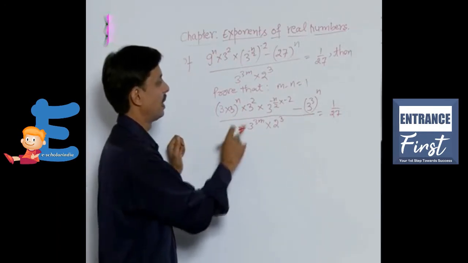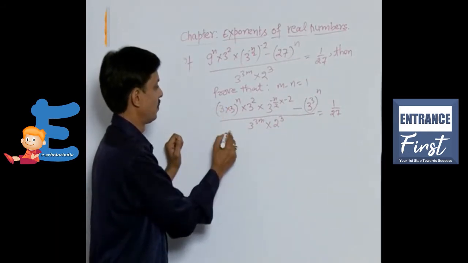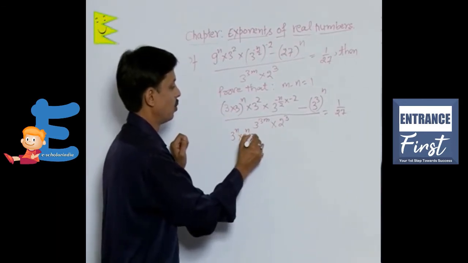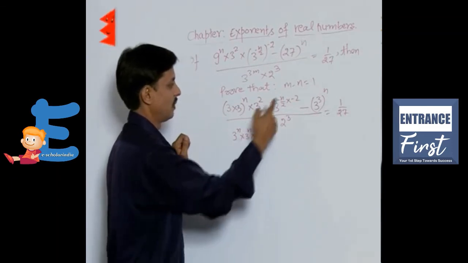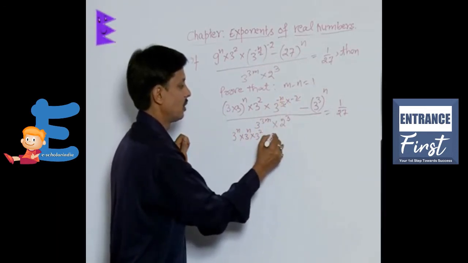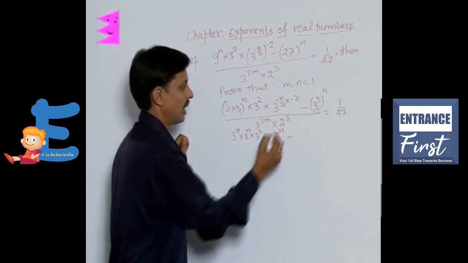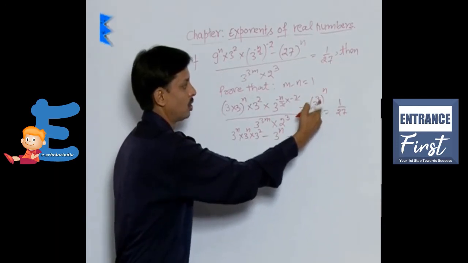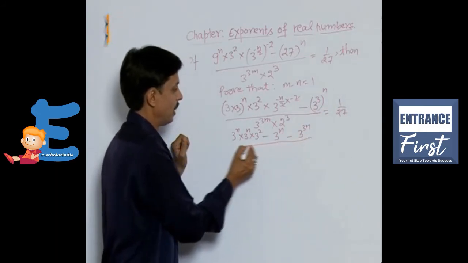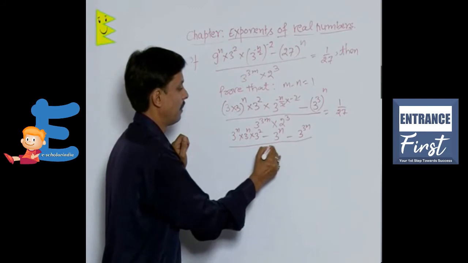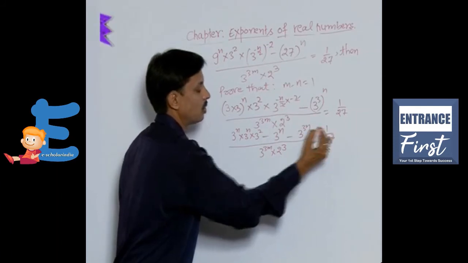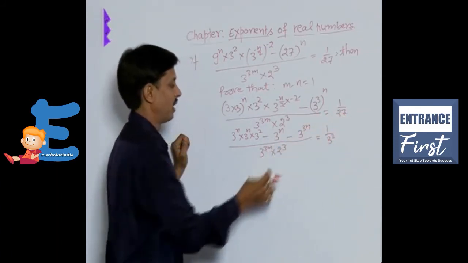Now the process is coming like this. This becomes 3 to the power n into 3 to the power n into 3 to the power 2 minus. Minus and minus become positive and the 2 gets cancelled. So this becomes 3 to the power n into the power 3, so these 3 and n will multiply. This becomes 3 to the power 3n divided by 3 to the power 3m into 2 cubed is equal to 1 upon 3 cubed, because 27 can be written as 3 cubed.